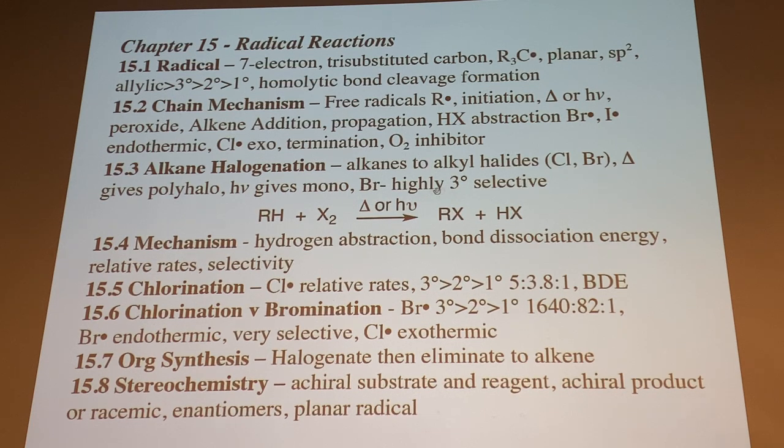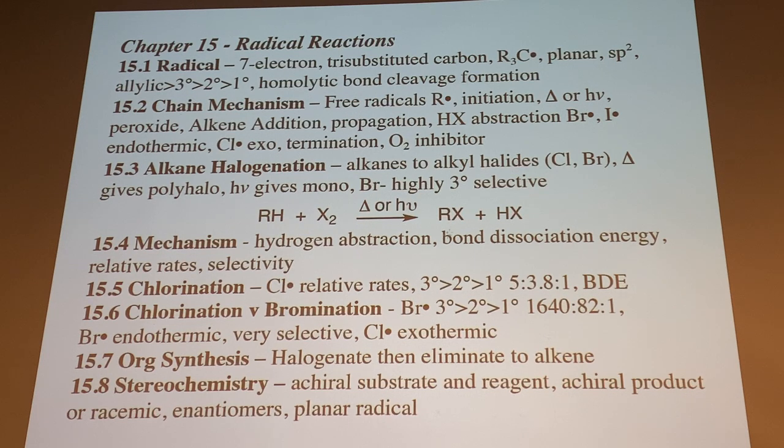We will be limited to bromine and chlorine. Fluorine is just too reactive, too explosive, and iodine's just too slow normally. But with light activation, so here's h nu, with light, you can do this at room temperature and just get monohalogenation to occur. If you use heat and excess chlorine or bromine, you often get overhalogenation.